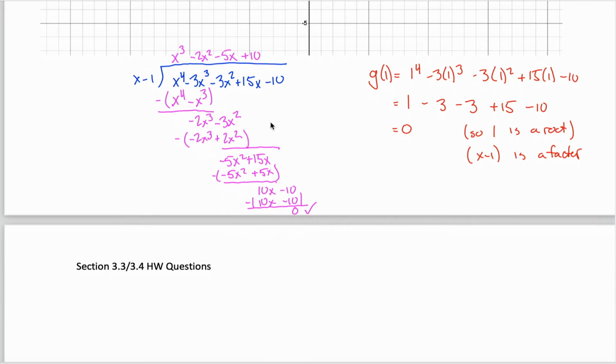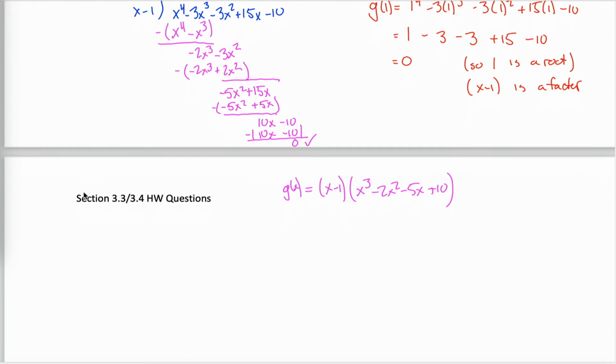What we've done is we've changed this fourth degree polynomial in blue into a product of a linear term x minus 1 and a third degree polynomial x cubed minus 2x squared minus 5x plus 10. The good news is it's not the completely unfactored form that it used to be. The bad news is we still have a third degree polynomial, so we still have some work to do. In fact, the work that we still have to do is kind of the exact same thing.